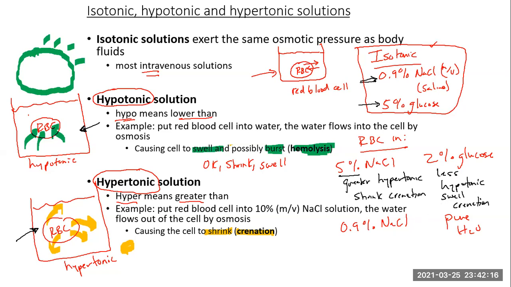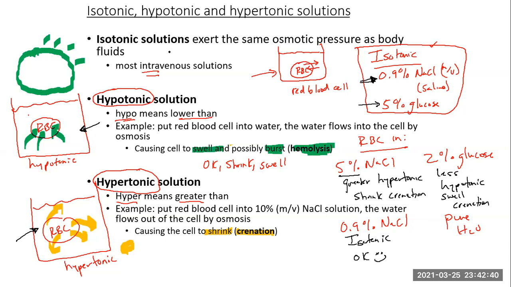0.9% glucose is, I'm sorry, 0.9% sodium chloride is 0.9% sodium chloride. This is isotonic, which means we're good. Osmotic pressure is good. Cell is going to be A-OK, hopefully. And lastly, pure water. Well, pure water is not isotonic.